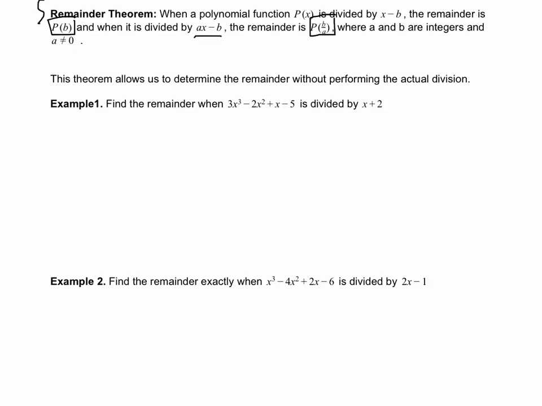This theorem, the way it's written, uses fancy mathematical terms, but what it really means is that we can figure out the remainder without actually doing the long division of a polynomial. Let's see a couple of examples then.